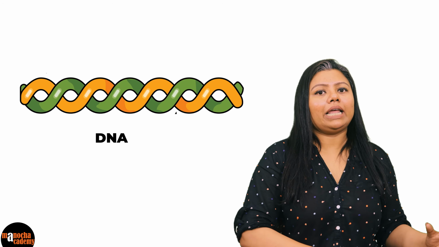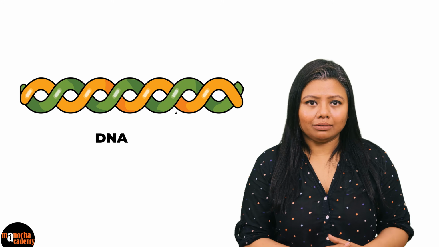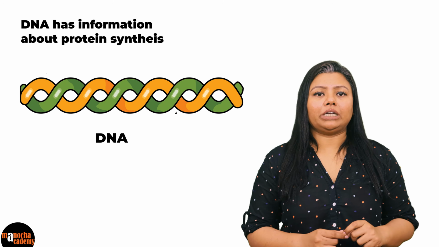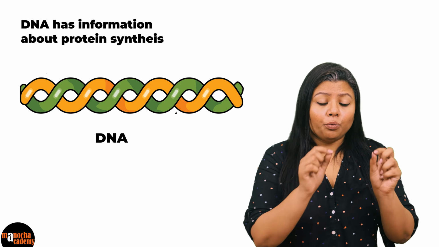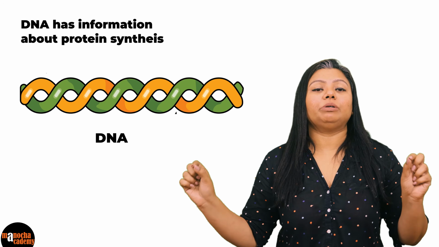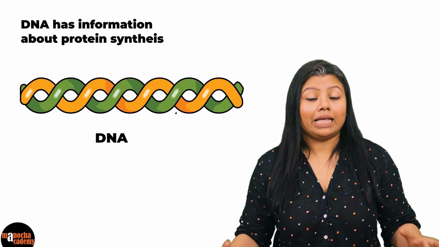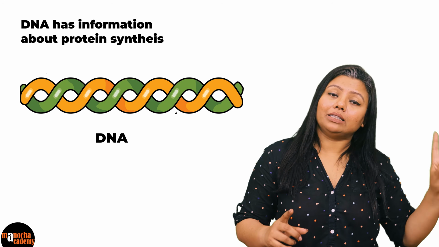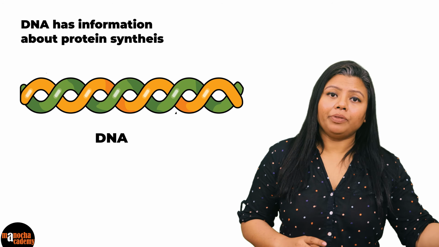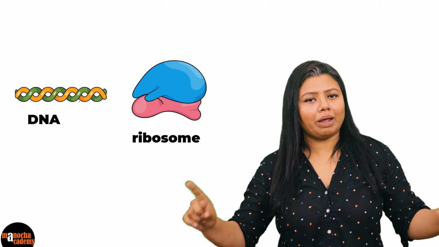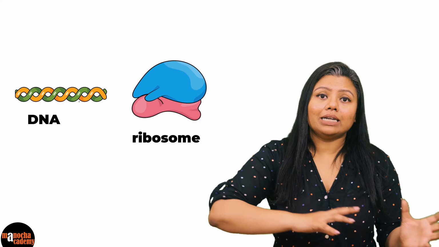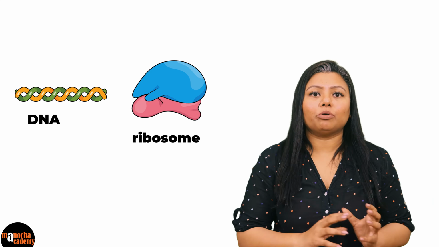So when DNA wants to synthesize a protein, the information about protein synthesis, which means which are the amino acids that need to be joined and in what sequence, that information is present in the DNA. From the DNA, the information has to go to the ribosome. But the entire DNA cannot go to different ribosomes.